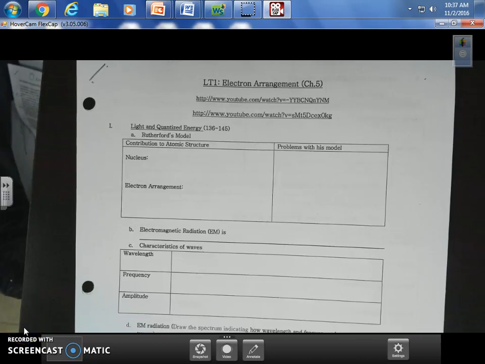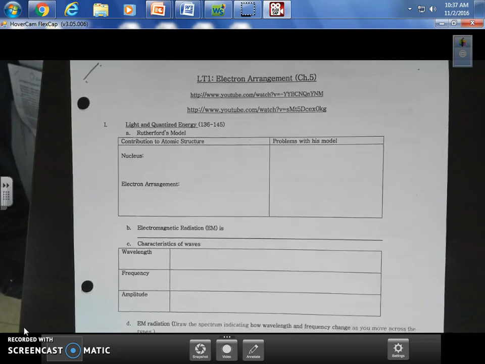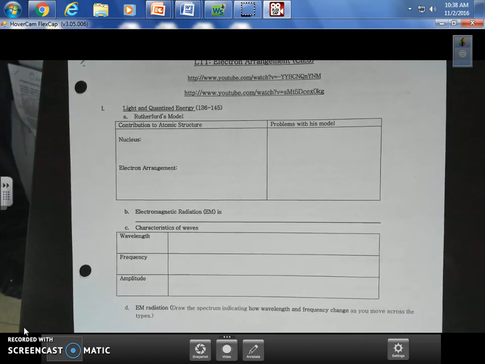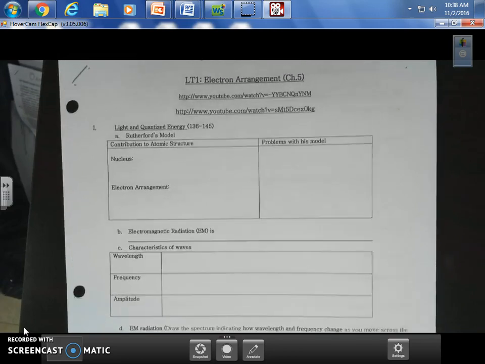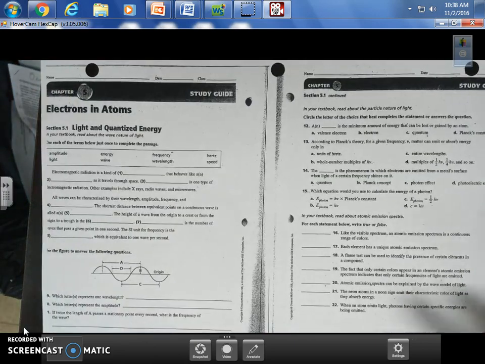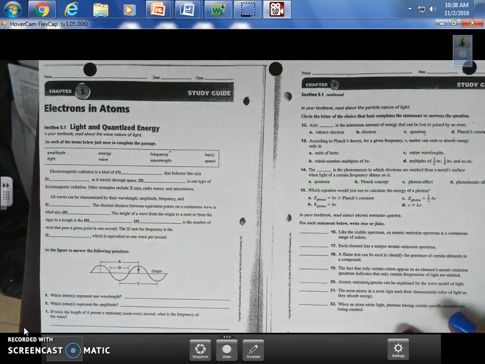We're going to be taking notes on the first part of Unit 3, which is LT1, electron arrangement, which correlates with Chapter 5 in your textbook. You can use this notes guide to help you take notes, or you can write your own notes on a piece of paper if you prefer. At the end, we will be using this document to just review the vocabulary. So you will need both of these things.